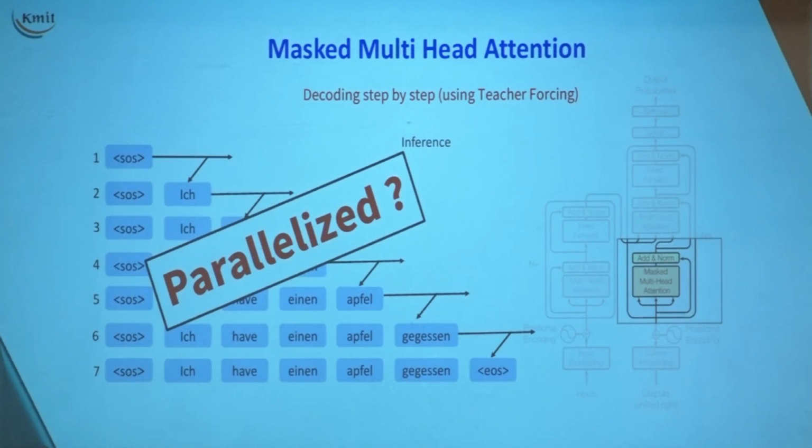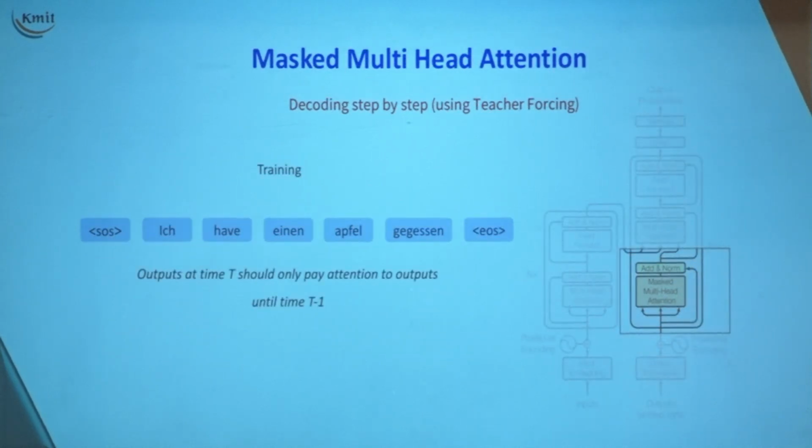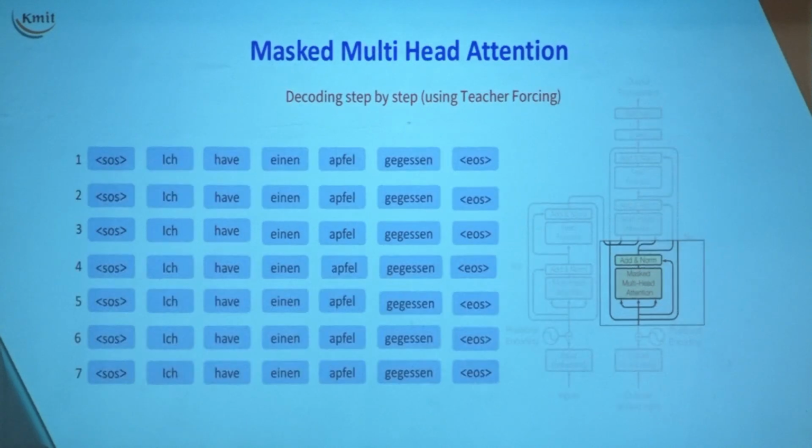So what do I do? Read this point: outputs at a time t should pay attention only to outputs until time t minus 1. That is, masking should be done. But I want parallelization. For that, we use this concept called teacher forcing. Teacher forcing means I have this sentence. When I don't do masking, is there any difference between all 7 processing?